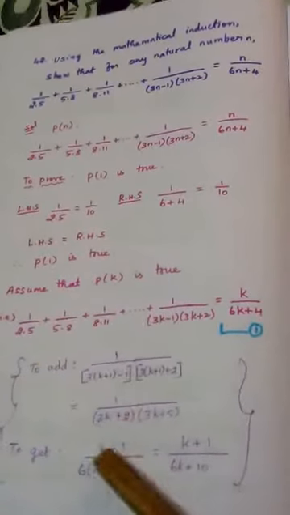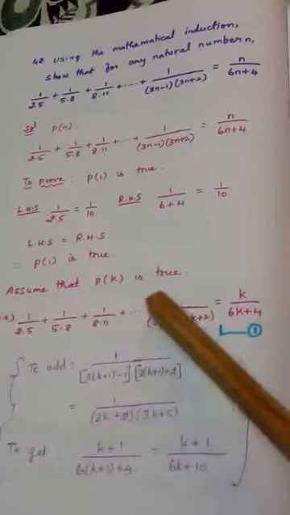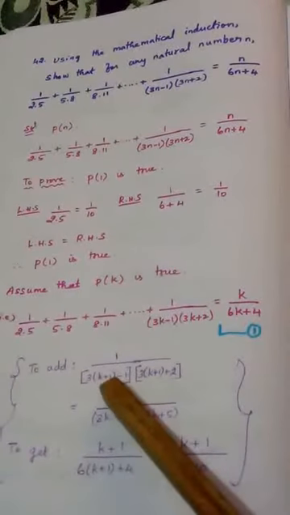So we have to find two things. What is to be added? That is how to find that. See the last term of LHS. In that, in place of k you put k plus 1.